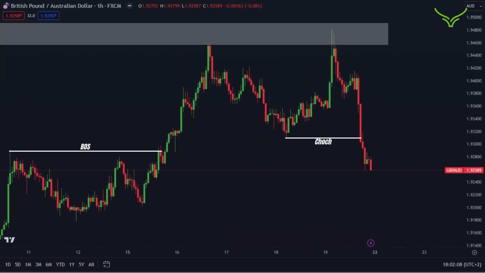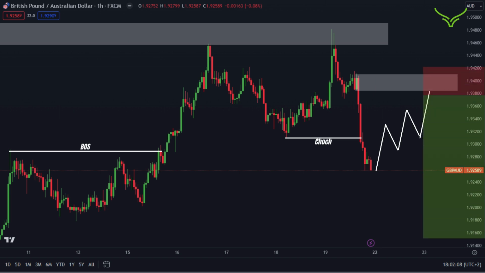Zooming in further to the 1-hour timeframe for a clearer view, we observe a distinct supply zone where we anticipate the market to retrace before resuming its downward trajectory. Consequently, we can strategically place sell orders at this level, setting stop losses above the supply zone and targeting profits on the downside for optimal returns.